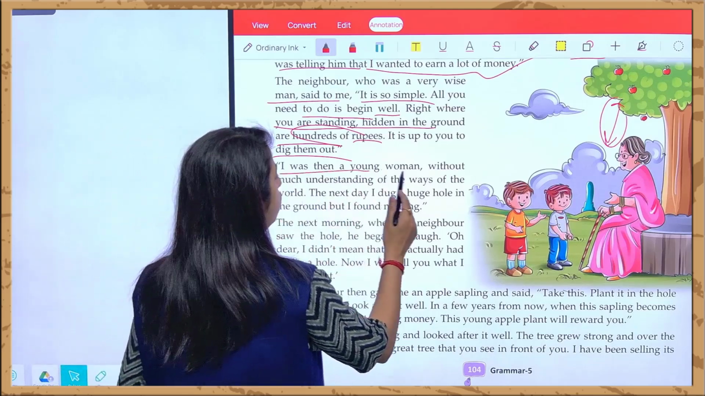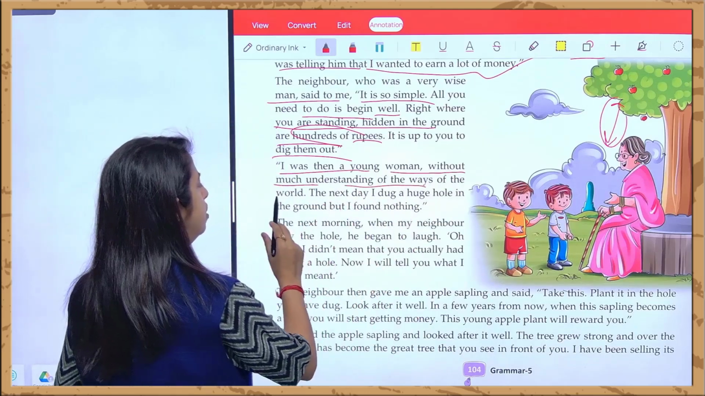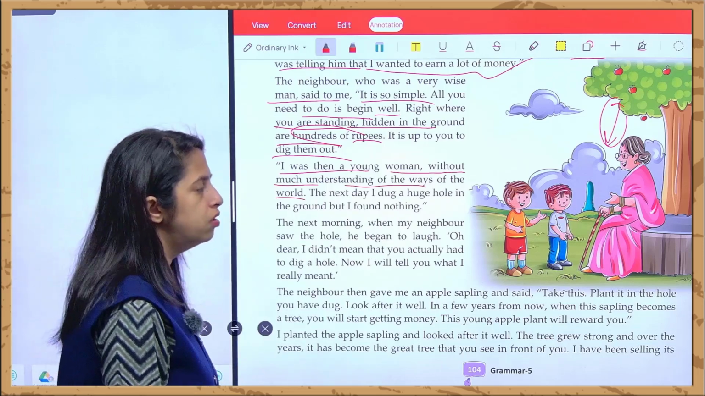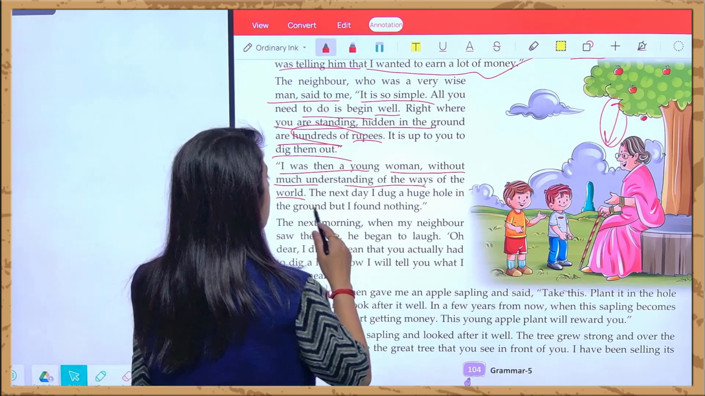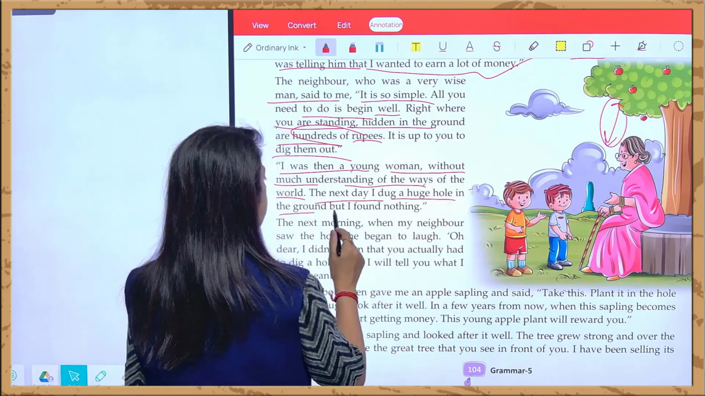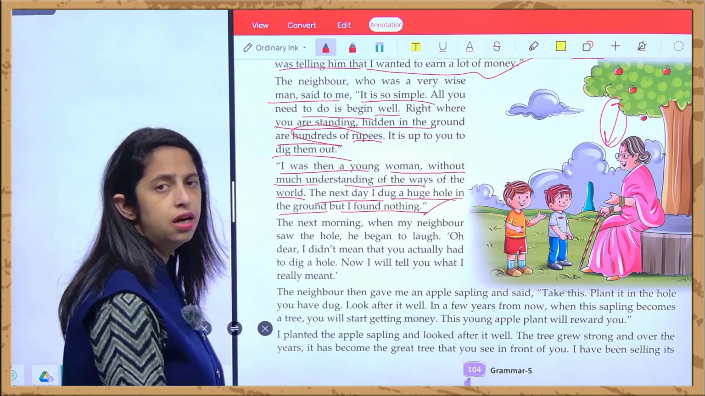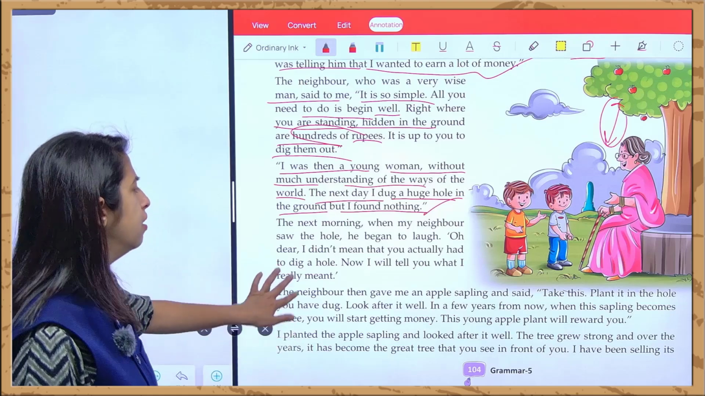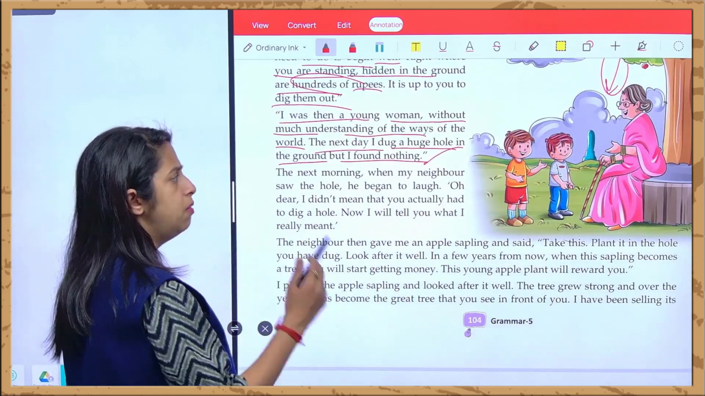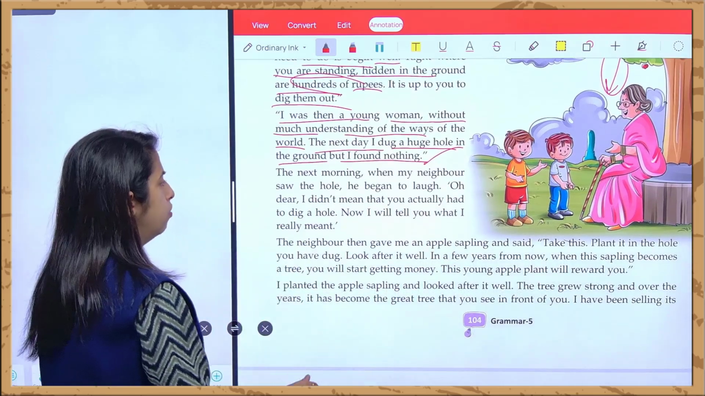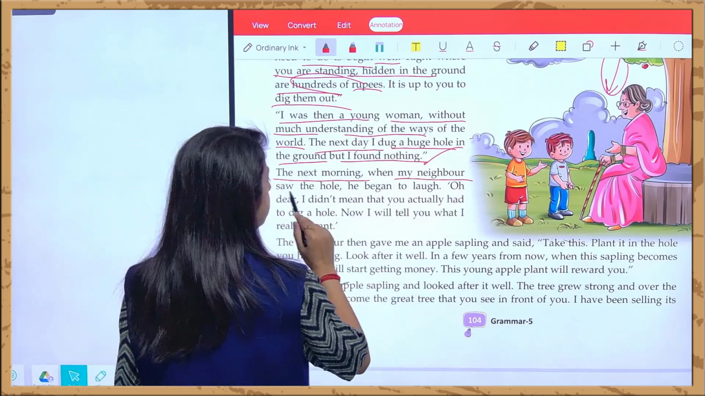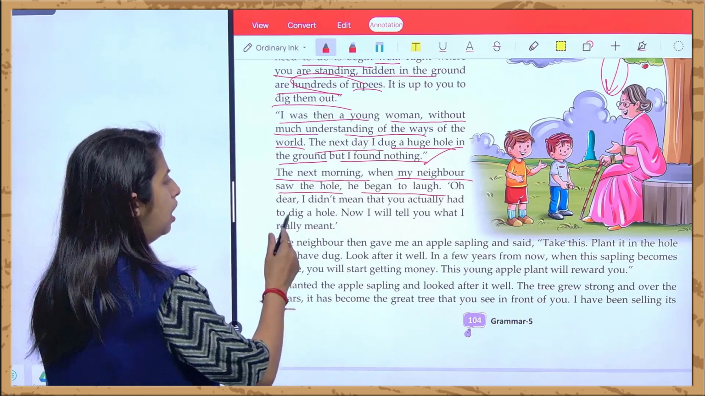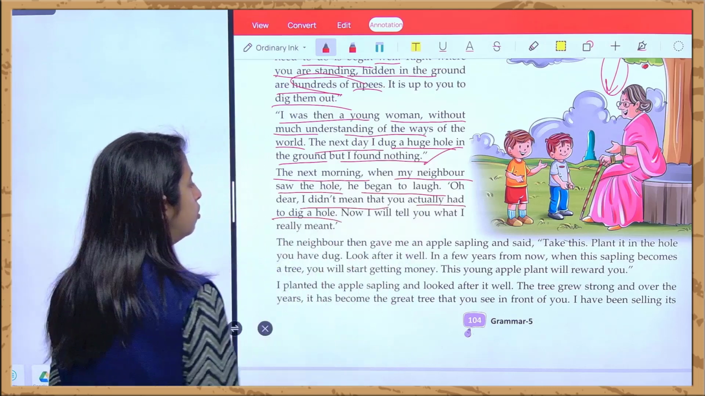I was then a young woman without much understanding of the ways of the world. She's saying that she was too young to understand all those concepts which were told by this men. And the next day, I dug a huge hole in the ground, but I found nothing. She's saying that next day I was just digging the ground and I didn't find anything. Now the next morning, when my neighbor saw the hole, he began to laugh, and he was laughing that why I did this. Oh dear, I didn't mean that you are actually had to dig a hole.